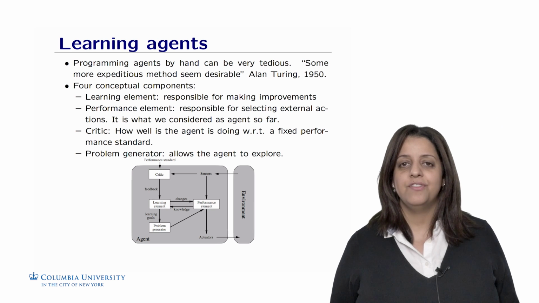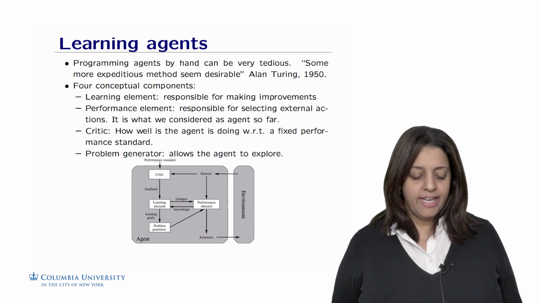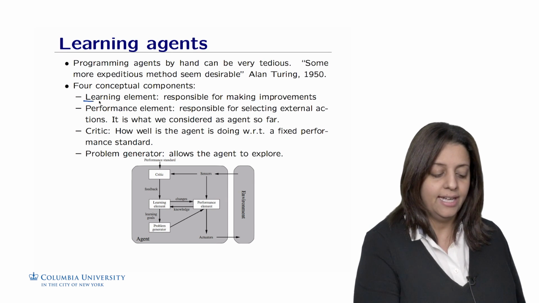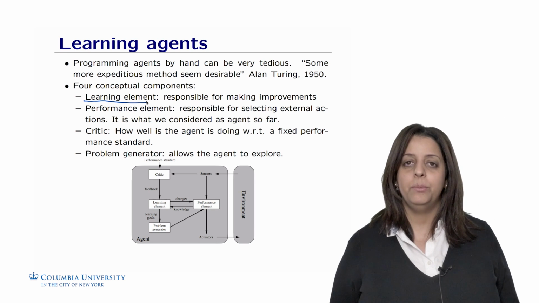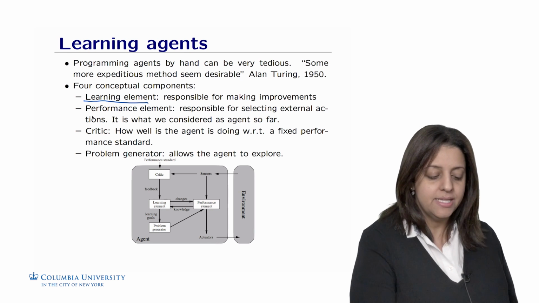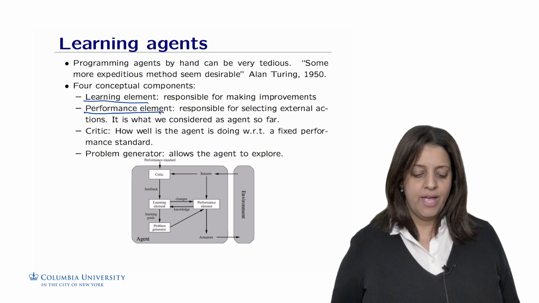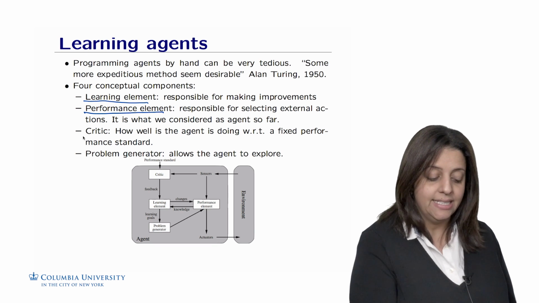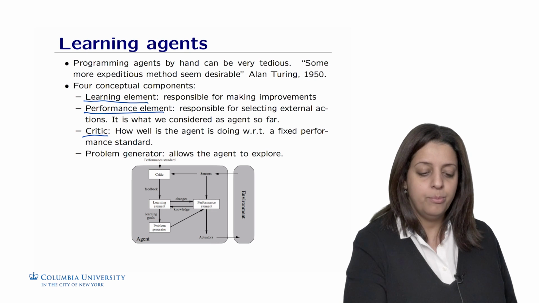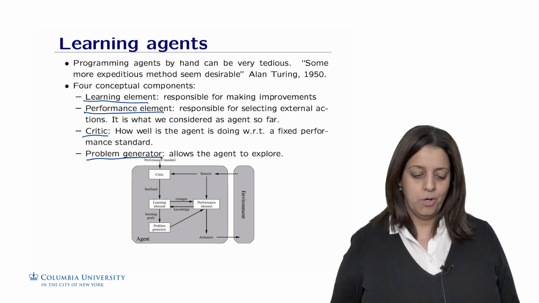And this something else comes from learning agents. This actually generalizes all the previous agents we have seen. A learning agent has four conceptual components. First, the learning element, which is responsible for making improvements. This is what makes the agent learn from the past. The performance element is responsible for selecting external actions. It is what we have seen so far as the agent. The critic tells how well the agent is doing with respect to a fixed performance standard. And finally, a problem generator allows the agent to explore different possibilities and learn on the go.